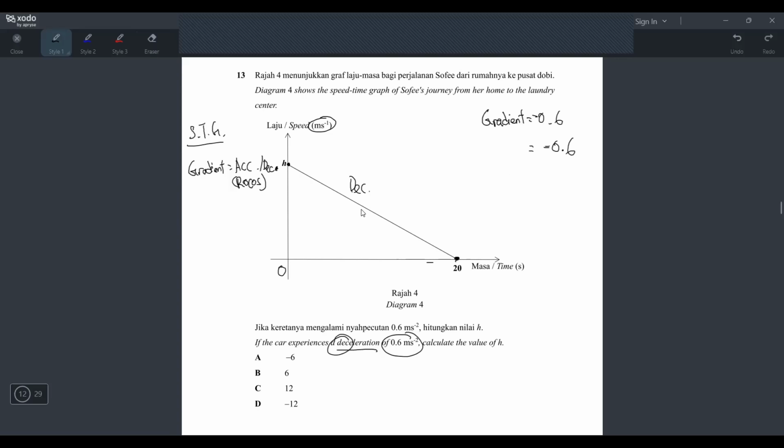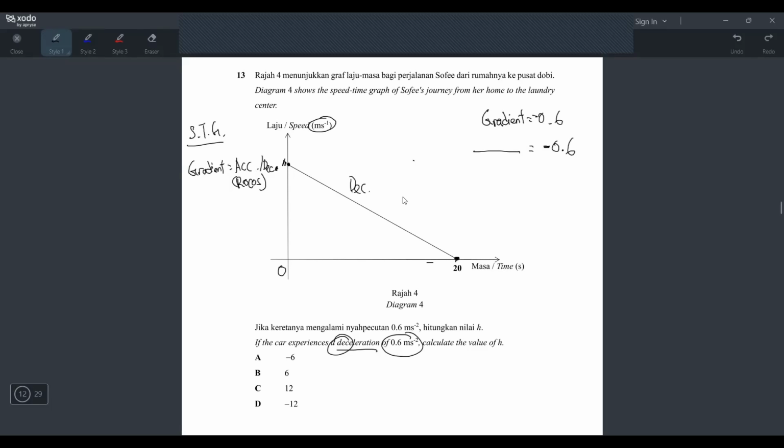Just look at the line. The line is going down. If the line is going up, the gradient will be positive. The gradient going down, the gradient must be negative. So this line, the gradient is definitely negative. This line cannot have a positive gradient. That is why you have to put in the negative yourself, and then only you use the gradient formula.